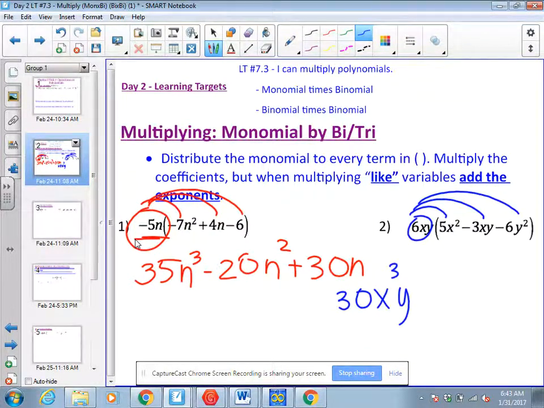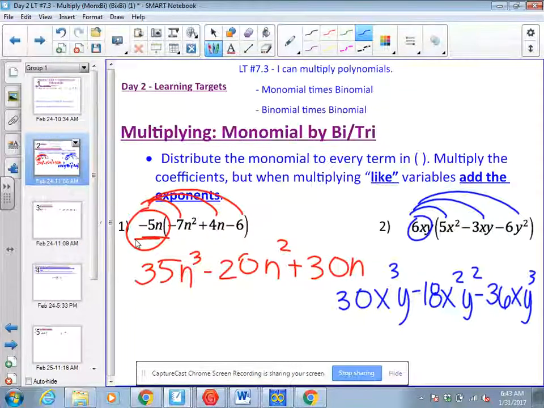Then my coefficients in the second term will multiply to negative 18. I've got 2 x's, 2 y's. In my third one, my coefficients will multiply to negative 36. I only have 1 x this time, and I have 3 y's. And then since this is in standard form, we are done. None of them are like terms.